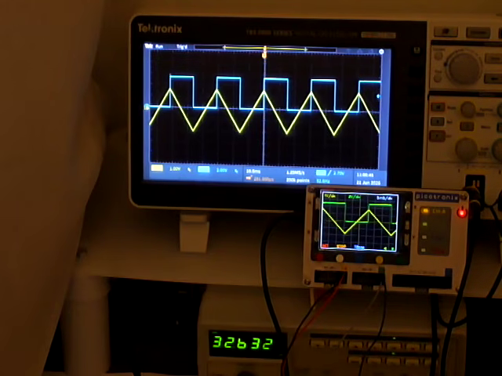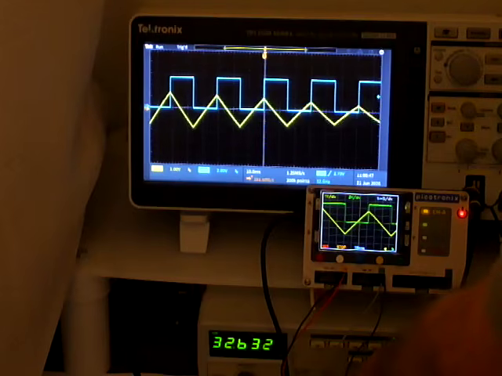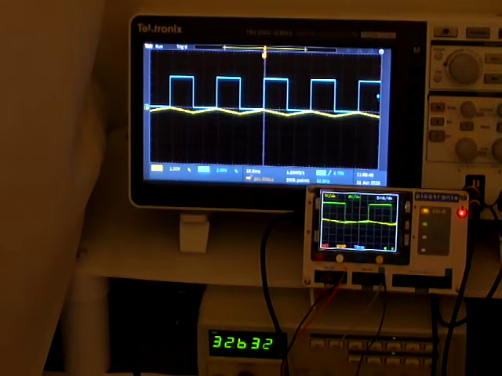Now, to demonstrate that, what we're going to do is that we're going to decrease the amplitude of the signal way down, and then what we're going to do is that we're going to go to the channel A range and move it up so it's amplifying the signal a lot.